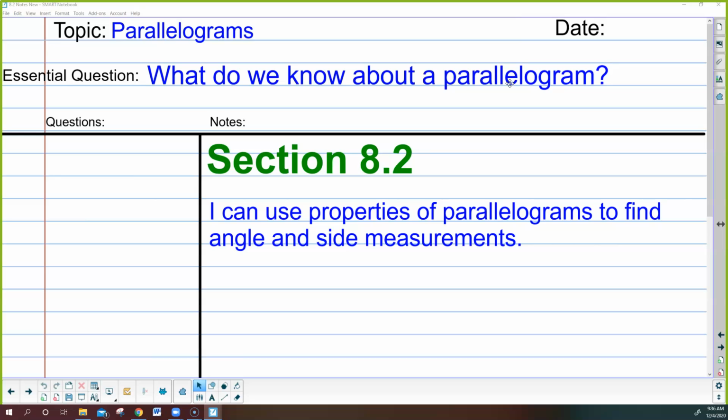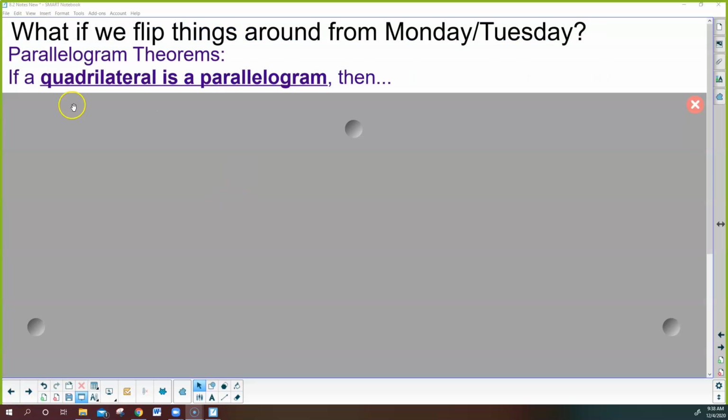I like this section because it gives us an opportunity to go back over everything from last Tuesday's lesson. All right, so 8.2, I can use properties of parallelograms to find angle and side measures. That's where we're looking at today. Right, so we're looking at parallelogram theorems, flipping it around from what we did Monday, Tuesday.